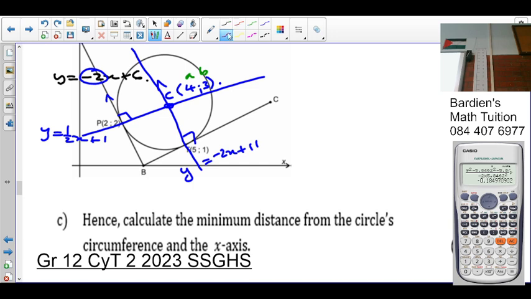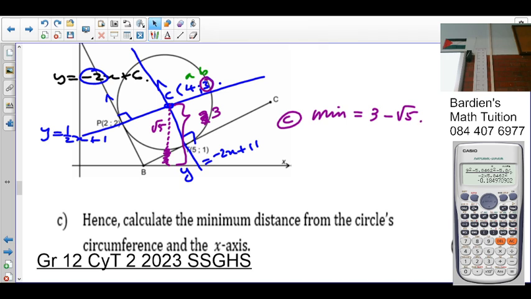So if you look at the minimum distance, of course it has to be in line with C. What's the length from center to the circumference? Square root of 5. Can you see that? That was your radius. But what is your length from C to the x-axis? 3 units. So the minimum distance is what we're looking for. Can you see that? So your minimum distance is definitely going to be 3 minus the square root of 5.